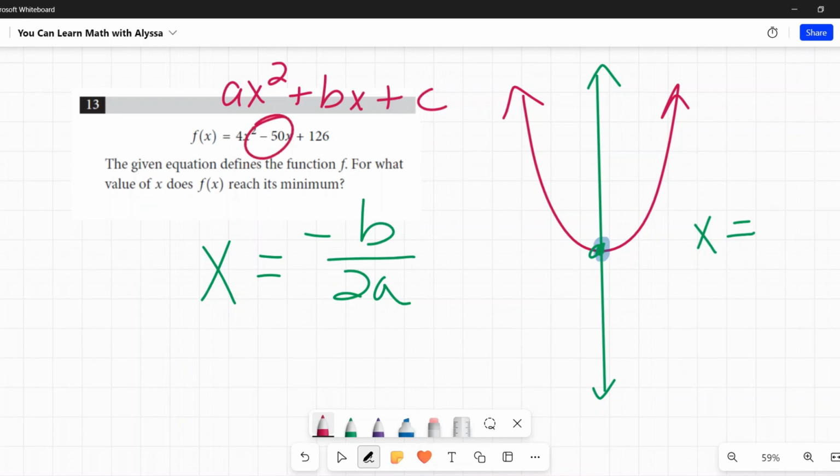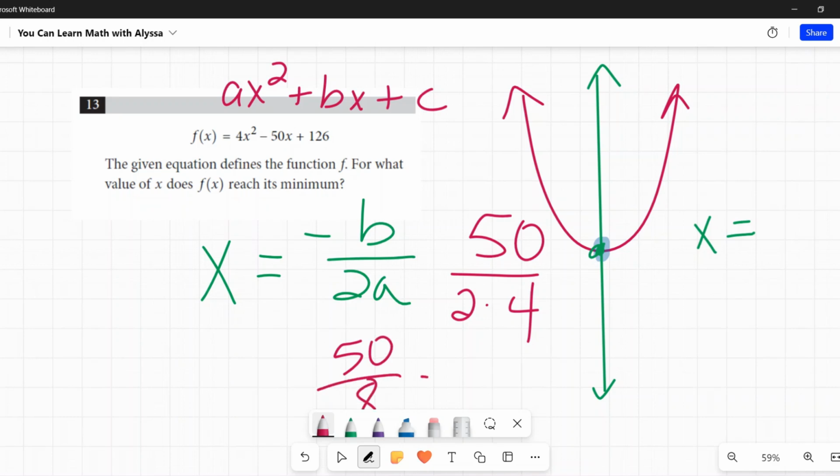So here, negative 50 is my b. So for the top, I want the opposite of that, so a positive 50. And then 2 times a. My a is this number in front of the x squared, which is 4. 50 over 2 times 4, which is 8. 50 divided by 8 is 6 1/4, or 6.25. And that's it. This axis of symmetry is x equals 6 1/4, or 6.25. And since that goes through the vertex, the x of the vertex is also going to be 6 1/4, or 6.25. That's it.